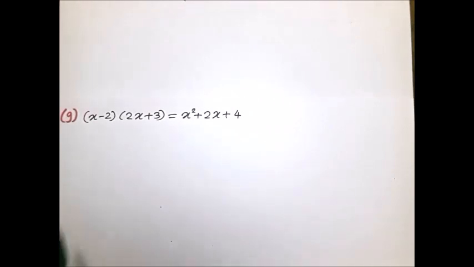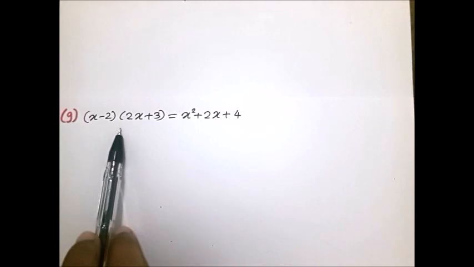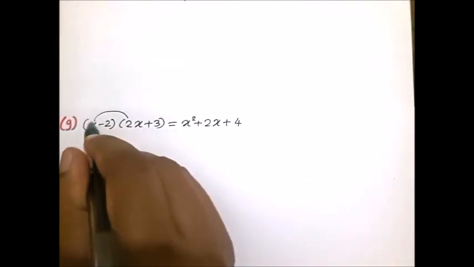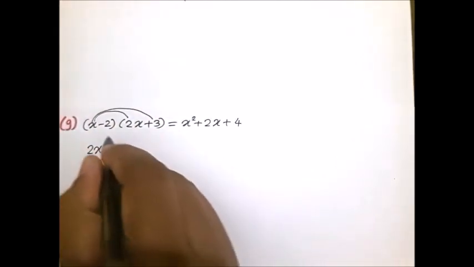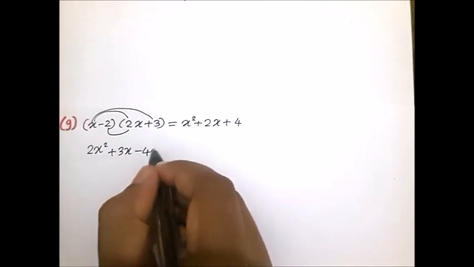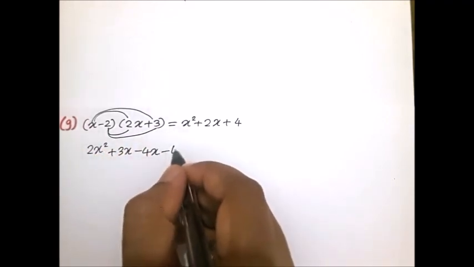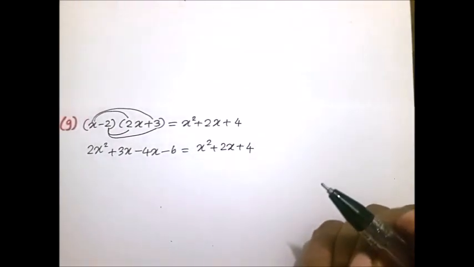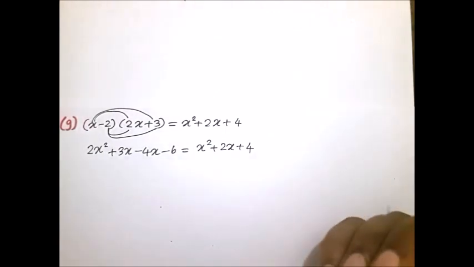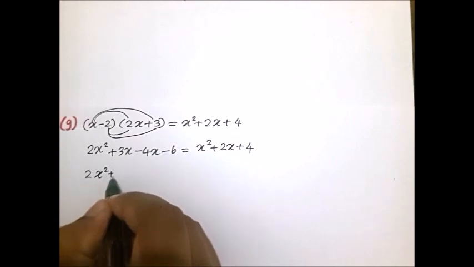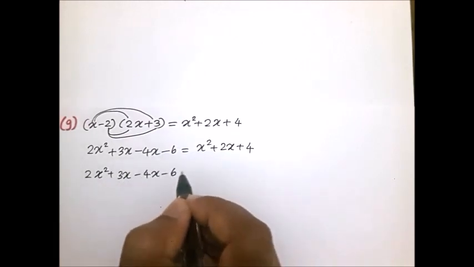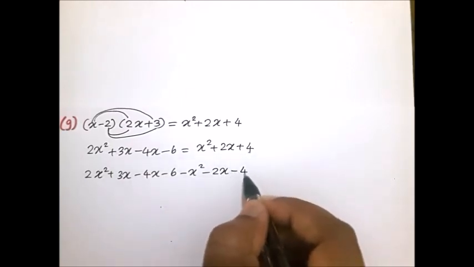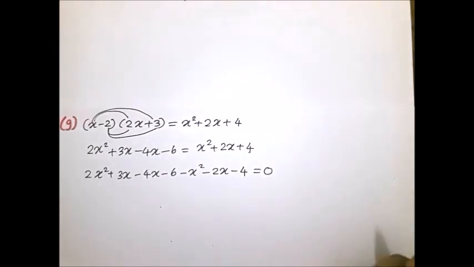Let's start part G. Here first remove brackets in the left hand side. X multiplied by 2x, it is 2x to the power 2. X multiplied by 3, 3x. Minus 2 multiplied by plus 2, it is minus 4x. Minus 2 multiplied by 3, minus 6. Now you have to arrange one side of this equation as 0. So take all terms into left hand side and arrange right hand side as 0. Plus x to the power 2 become minus x to the power 2, and this one minus, this one also minus, equals 0. Now we arrange right hand side as 0.